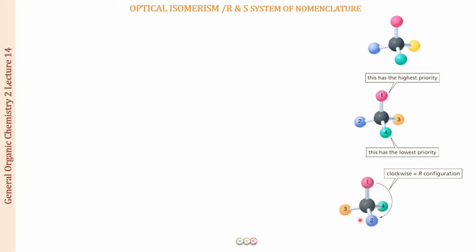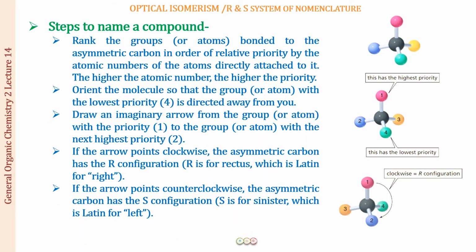Okay, now 4 has gone backwards, and what you are going to do is draw an arrow from 1 to 2 to 3, forgetting the 4. And now, in what direction is this arrow going? This is in the clockwise direction. So if it is in the clockwise direction, it is going to be the R configuration.